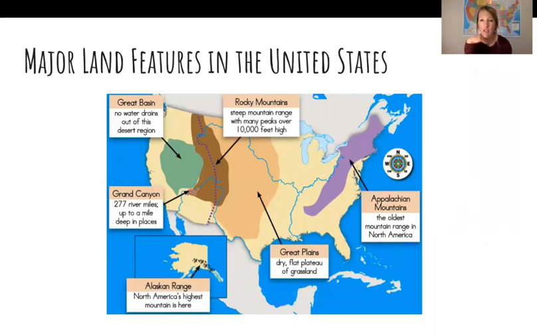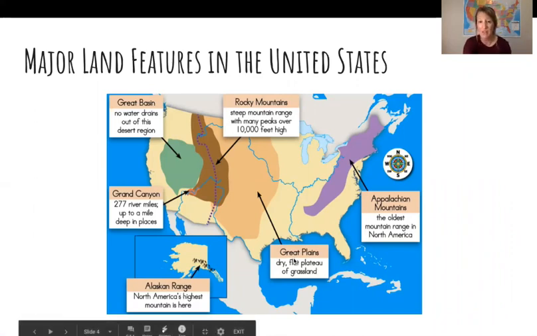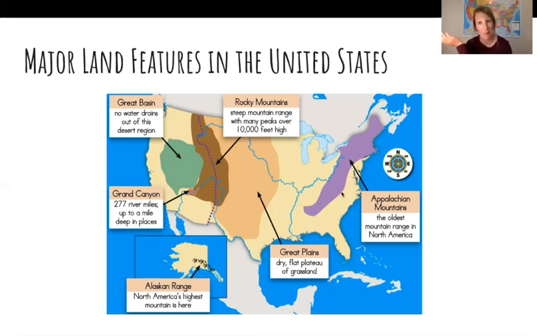Major land features in the United States are, we have the Great Basin, where no water drains out of the desert region. Then we have the Rocky Mountains, a steep mountain range with many peaks over 10,000 feet high. The Grand Canyon, which some of us have gone to, is 277 river miles, up to a mile deep in places. Then we have the Alaskan Range, North America's highest mountain range. And we have the Great Plains in the middle of the United States, a dry, flat plateau of grassland. And then we're all familiar with the Appalachian Mountains, because where we live, the oldest mountain range in North America.